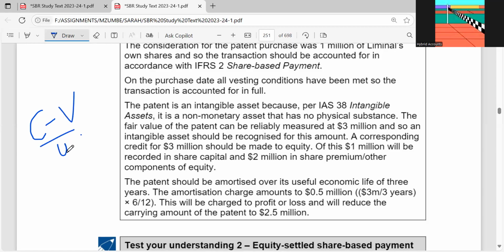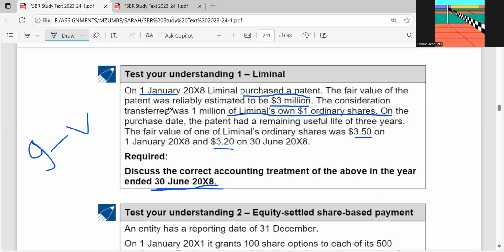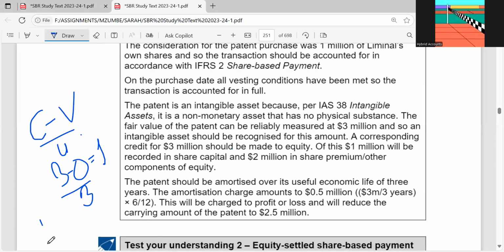remaining useful life. Our cost is 3 million. Residual value is not given, so you can presume it to be nil, divided by useful life, which is 3. So 3 minus 0 over 3 equals 1 year, right? And now look, this happened on 1st January and it's now 30 June. Only 6 months have passed, so we can only recognize the depreciation for 6 months. So we take the depreciation of 1 million for 1 year and multiply by 6 over 12, which would give us 0.5, which is what we see here.